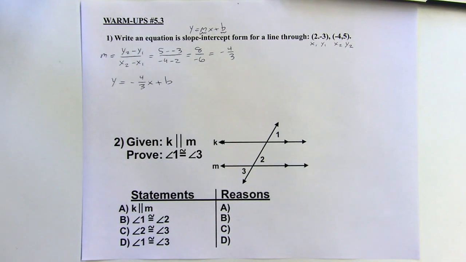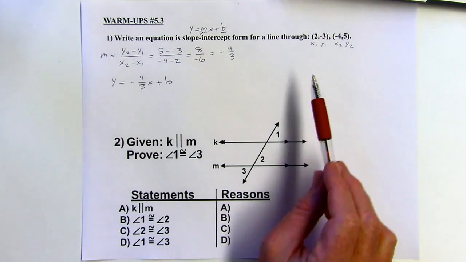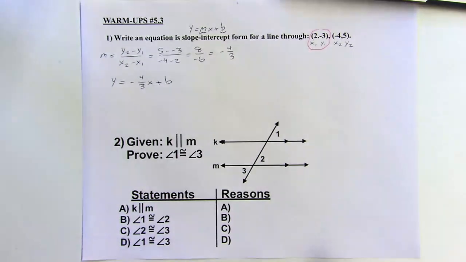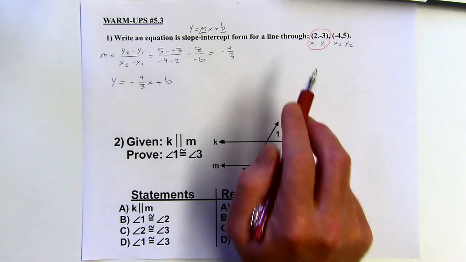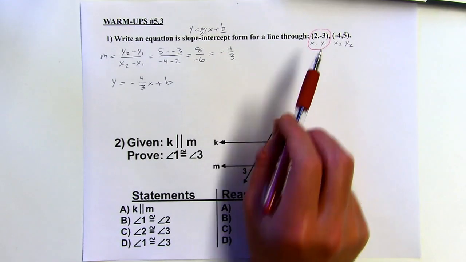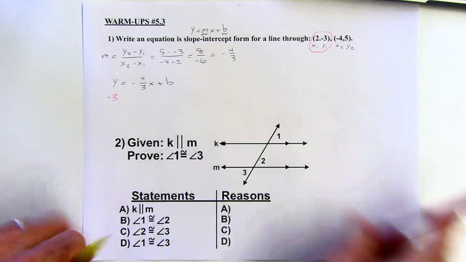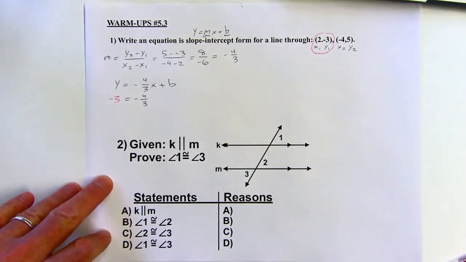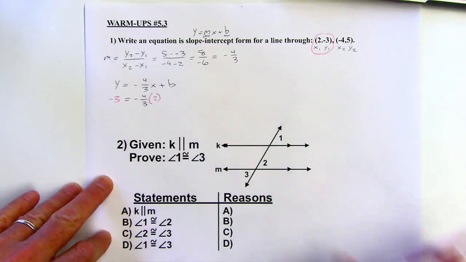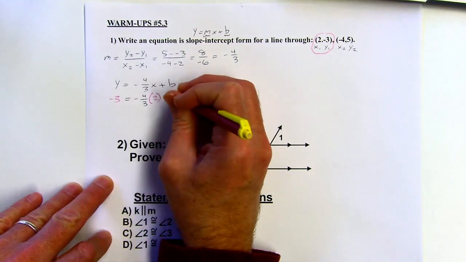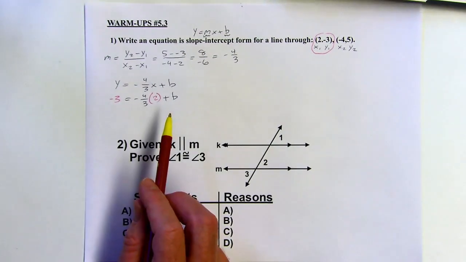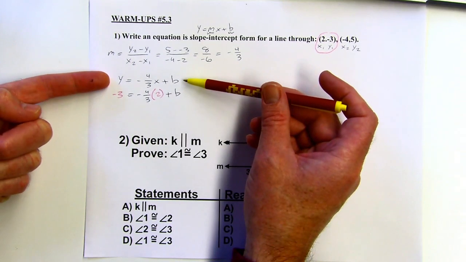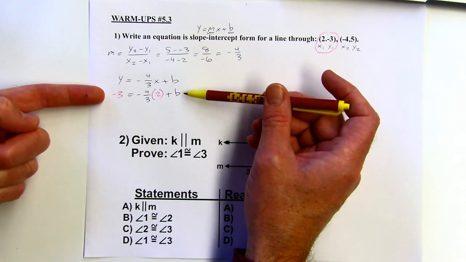And the way I'm going to do that, I'm going to use one of the through points. It doesn't really matter which one. You could use either of these. I always just use the first of the through points. So I'm going to plug in negative 3 for y. And I'm going to plug in positive 2 for x. And now I should be able to solve this for b. So I know my answer is going to be y equals negative 4/3 x plus or minus something. And here's how I'm going to find the something.